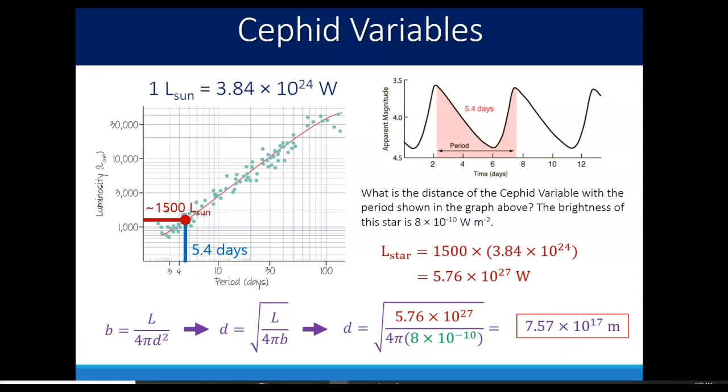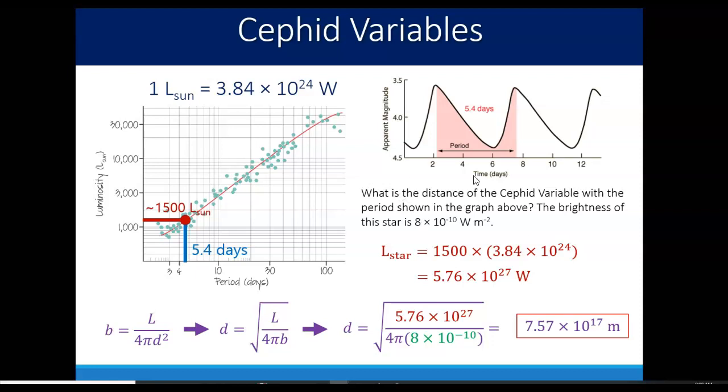Remember, apparent brightness can be directly measured, right? You just point a telescope at something, you measure the amount of watts hitting your telescope, you divide by the area of the telescope, and boom, you've got apparent brightness. So apparent brightness can be directly measured. Luminosity cannot. Okay, so that's why this method is useful.